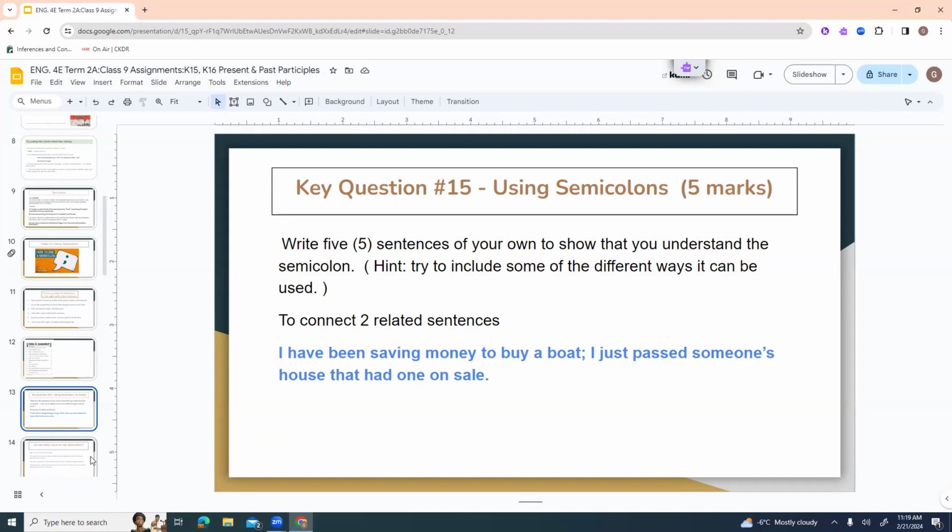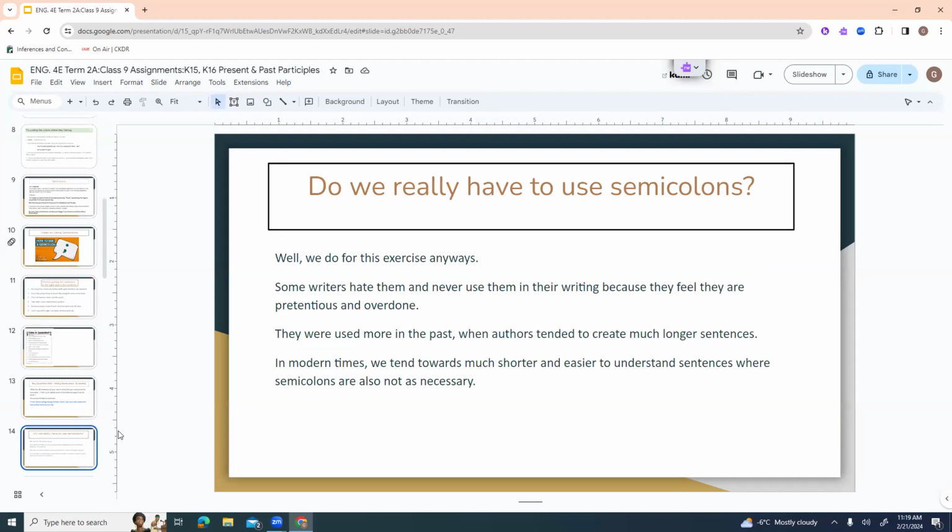All right. Let's take a look at the next bit. This is talking generally. Do we really need to use semicolons in our writing? For this exercise, you do, just because I want you to have the practice. However, in modern times, there's a lot of discussion lately about grammar. Some writers absolutely hate semicolons. They never use them. They feel they're pretentious and overdone.